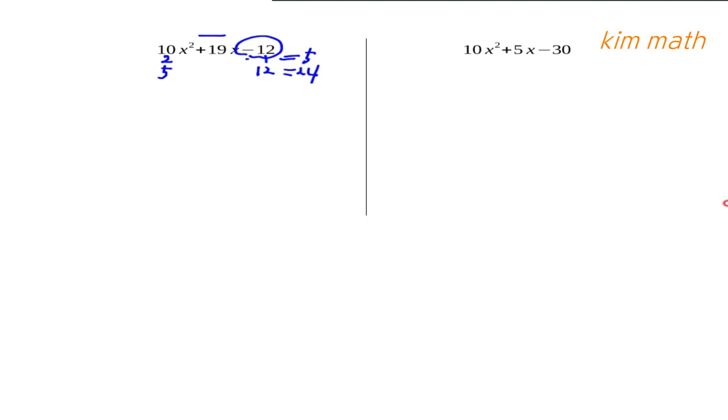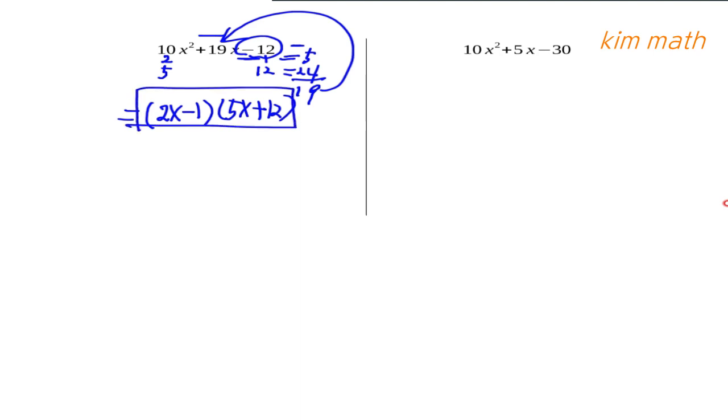So you can make this one negative. Then this is a negative 5. Now, negative 5 plus 24 is 19, right? 19 is here. So we have the two factors. The first factor, 2 and negative 1, which means 2x minus 1. Second factor, 5 and 12, so 5x plus 12.